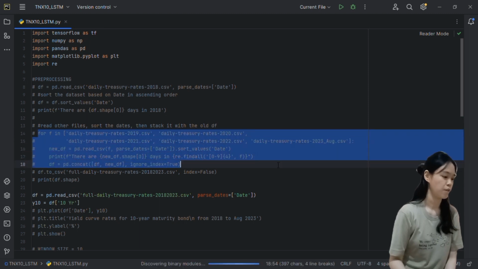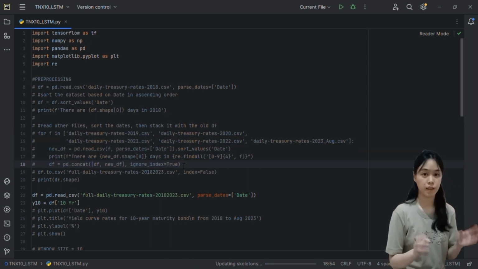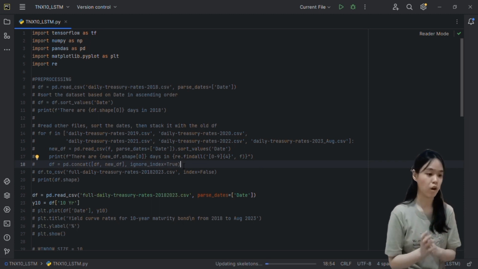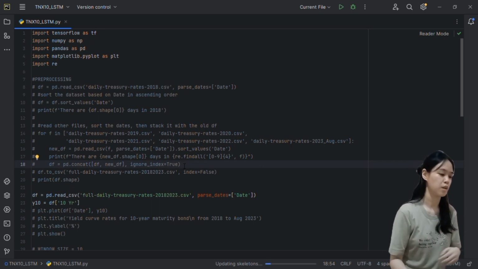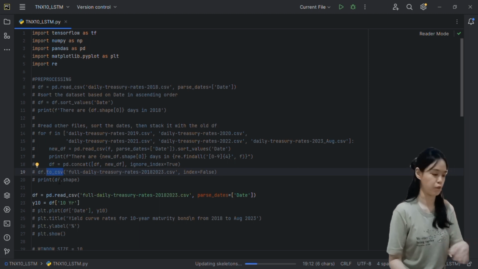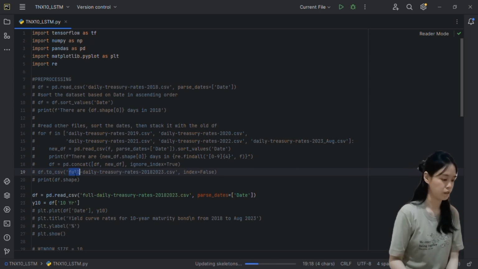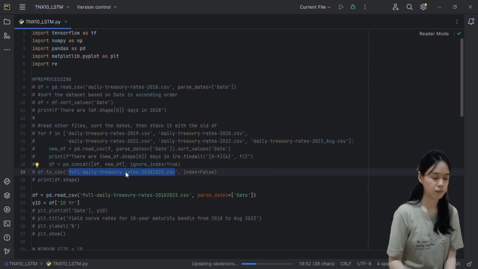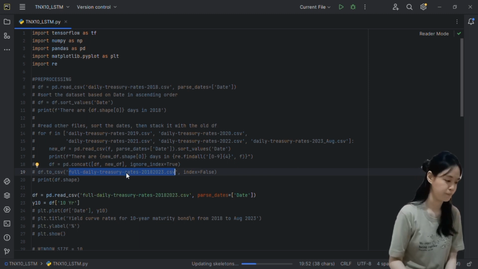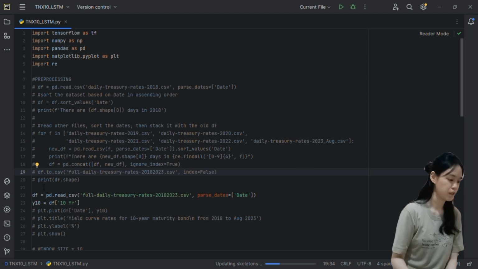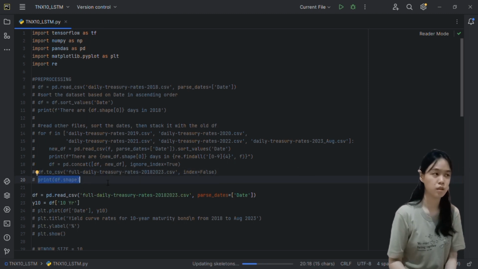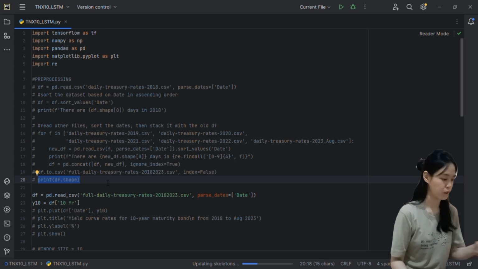And then after getting out of the for loop, we would get one big dataset starting from 2018 and ending in August 2023. And then to make our analysis easier and faster, I decided to save it into a CSV beforehand, with this name, full daily treasury rates 2018-2023. And this is the file that we're going to use from now on. And if you print it, it's around 1,500, if I remember correctly.